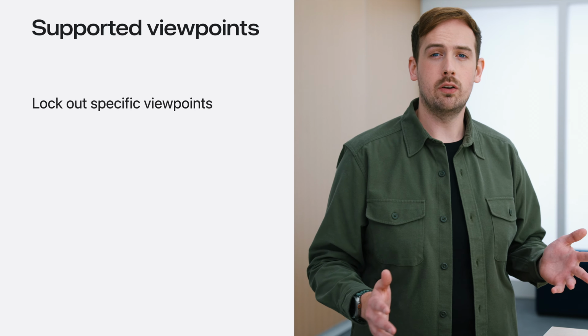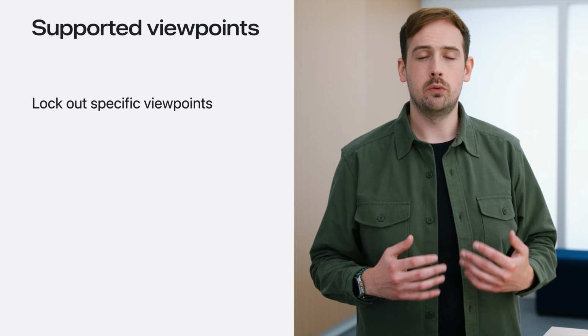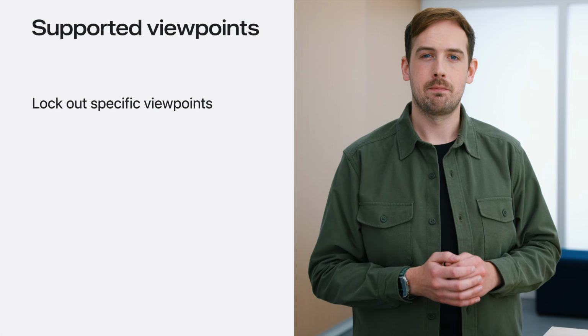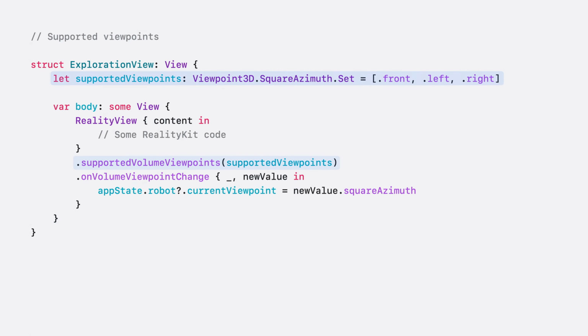Not all apps want to support every viewpoint, however. I want to limit the viewpoints only to the front and sides. To specify the supported viewpoints, I use another new view modifier, supported volume viewpoints. By default, all viewpoints are supported. In my case, I only want to support the front and sides of the volume and not the back. To do this, I pass in an option set containing the front, left, and right values.